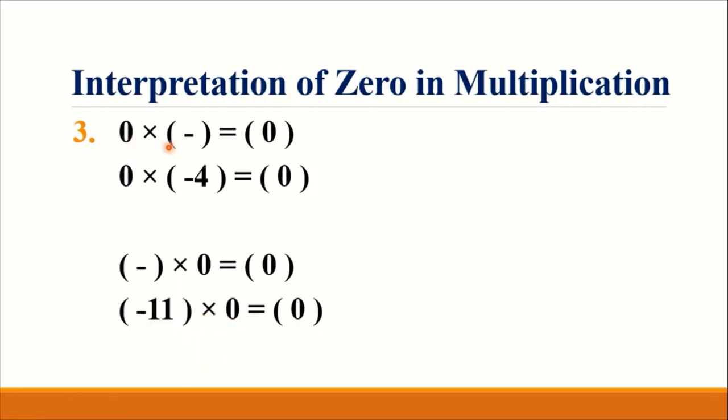When any negative number is multiplied by 0, answer will be always 0. For example, 0 into minus 4 is equals to 0.